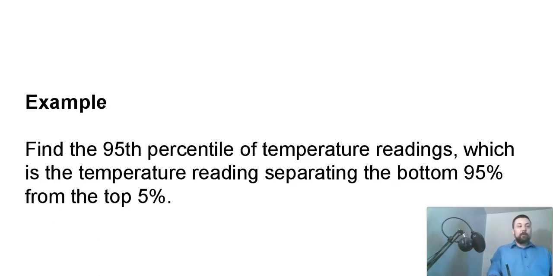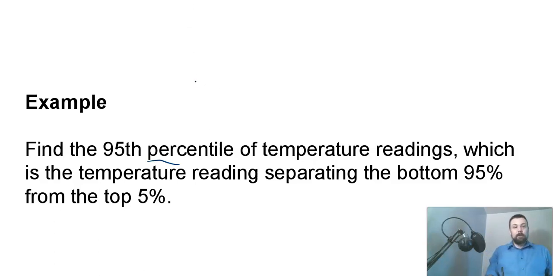So remember from chapter 3 that percentiles tell you the percent of data values less than the particular data value that you're looking at. So if a particular data value is called the 95th percentile, it means that 95% of the data is less than that particular data value. We want to find that data value. What's the thermometer reading that separates the bottom 95% of thermometer readings from the top 5%? I want to find the thermometer reading where 95% of the thermometer readings are less than that one.